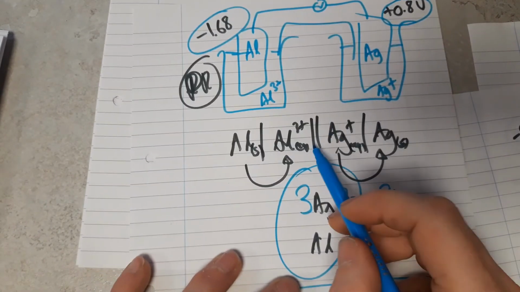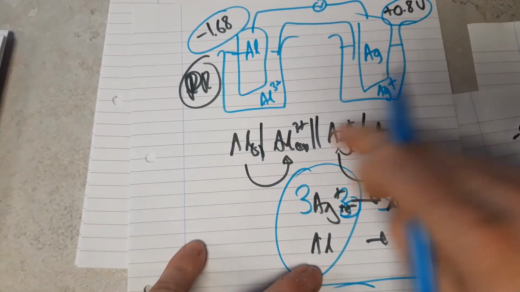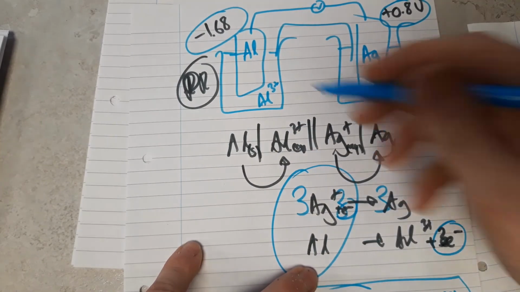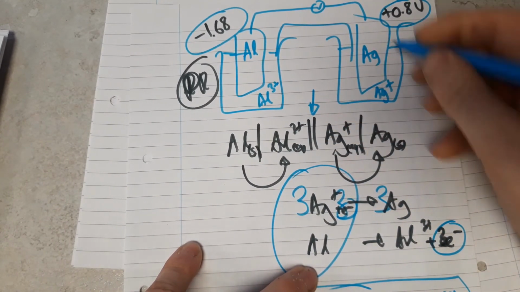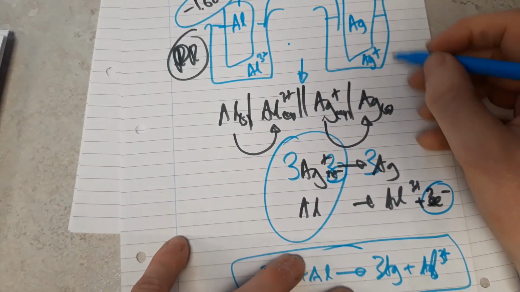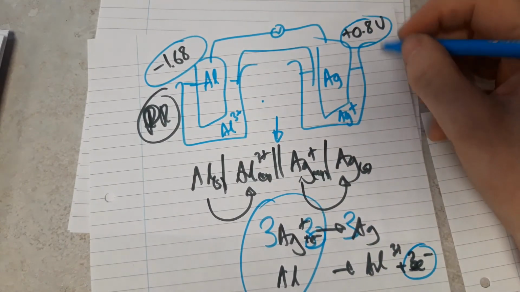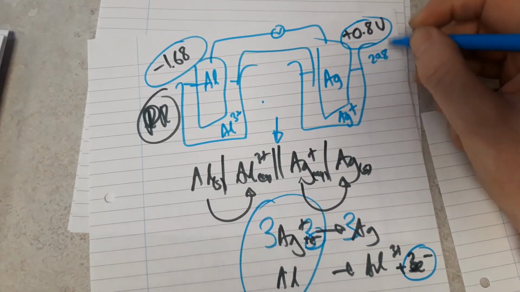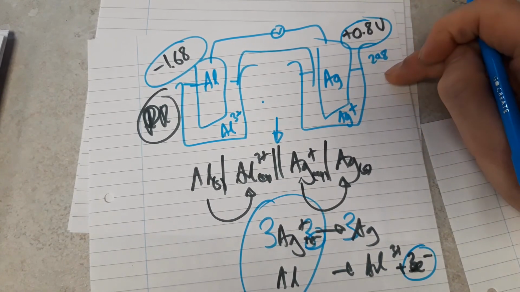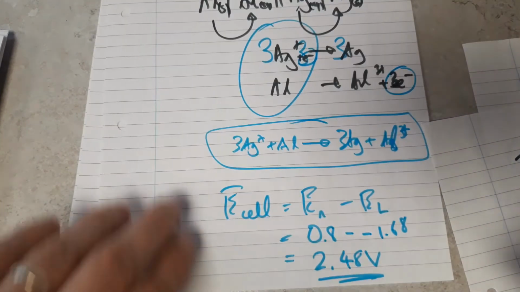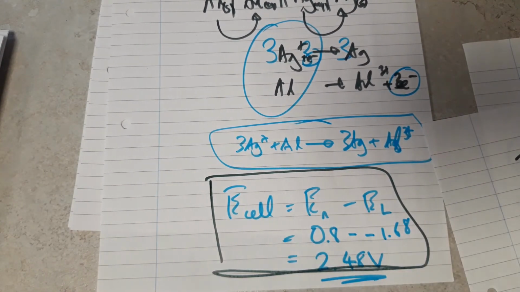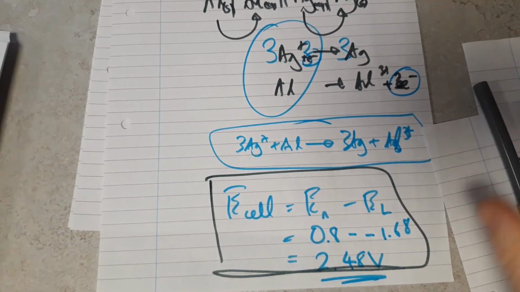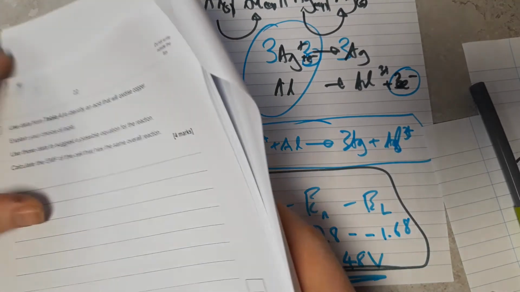If you wanted to do the standard cell notation, you will put the positive on the right, the negative on the left. You use a double line for a salt bridge. You need to know what a salt bridge is made of. You need to know that these numbers that we're putting in, 0.8 and 1.68, are done at 298 Kelvin and 1 mole per decimeter cubed. And then Ecell down here is how you calculate it there. Ecell is E right minus E left.